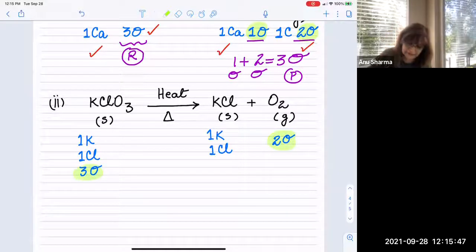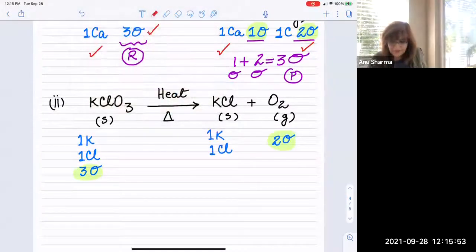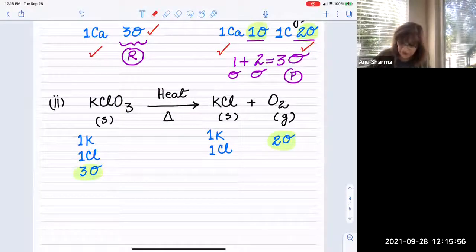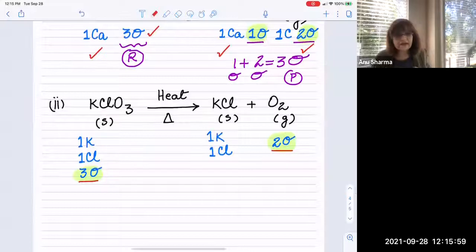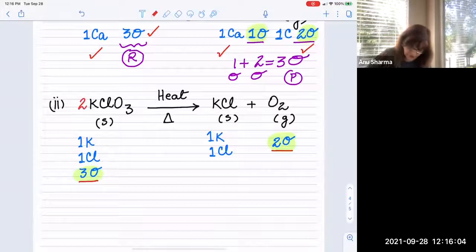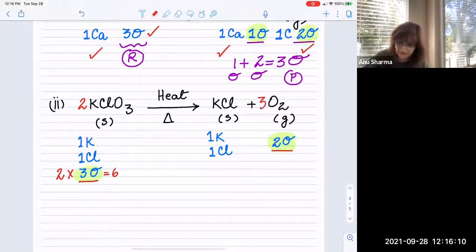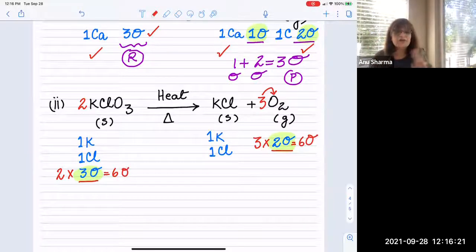So in order to balance the oxygen, we will have to make some change. Because this is 2 and this is 3, and in order to equalize them, we will now have to look for a common multiple. The common multiple is 6, so 3 times 2 oxygens is equal to 6 oxygens. So now we have 6 oxygens on both sides. 3 times 2 and 2 times 3 makes that balance.